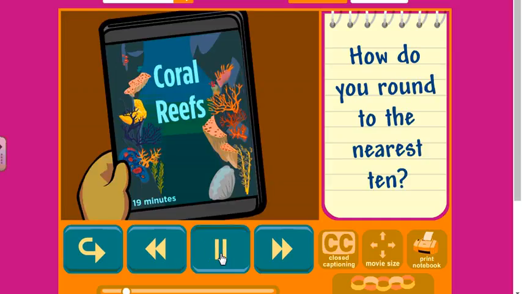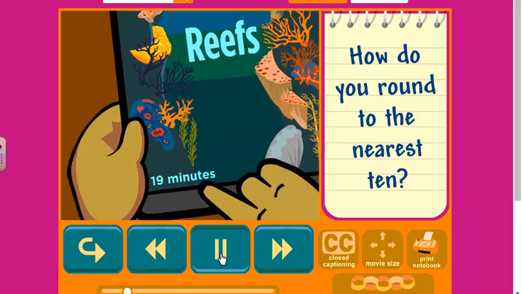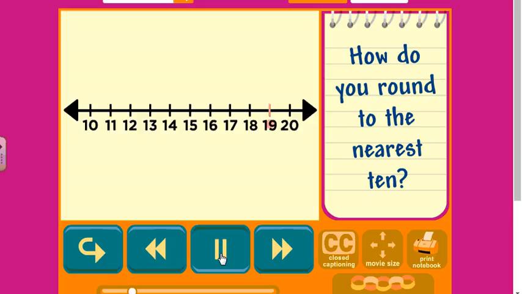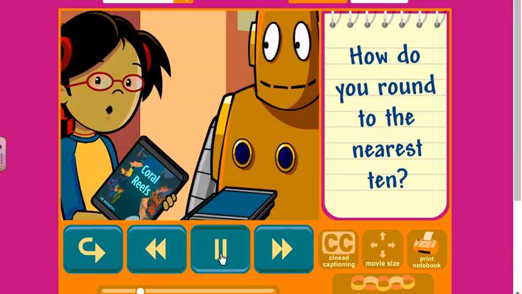Here's a movie about coral reefs. About how long is the movie? Round the number to the nearest 10 to give you an estimate. The number 19 is between two tens, 10 and 20, but it's closer to 20. So when you round 19 to the nearest 10, you round up to 20. So this movie is about 20 minutes long.